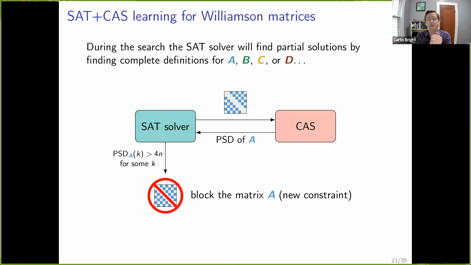SAT solvers are typically doing this as they're running anyway. If you know anything about logic, the SAT solver is typically based on the resolution rule from logic. It's deriving new facts or new constraints about the search via the resolution rule. But if something's true, then it's true. If we have an oracle like the CAS that gives us this true fact, we can add it as a new constraint, in the same way we'd add something that we learned from resolution.